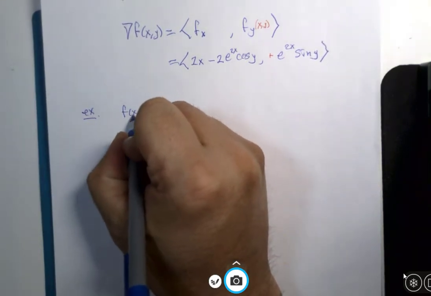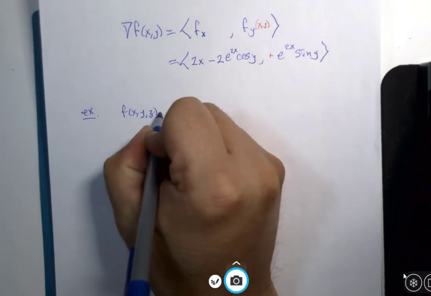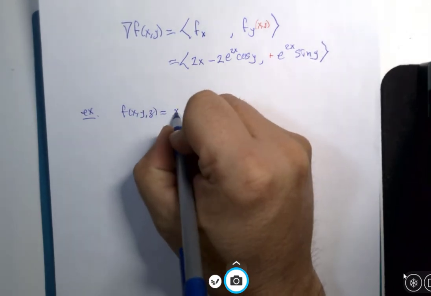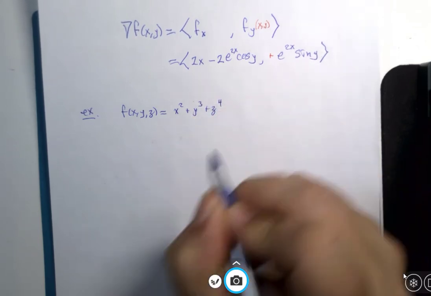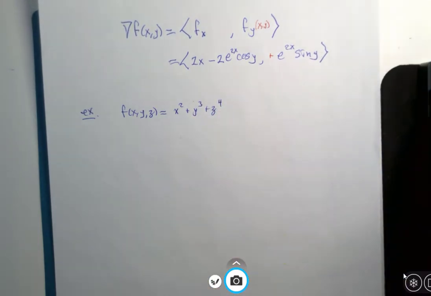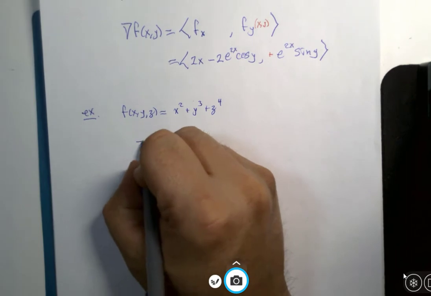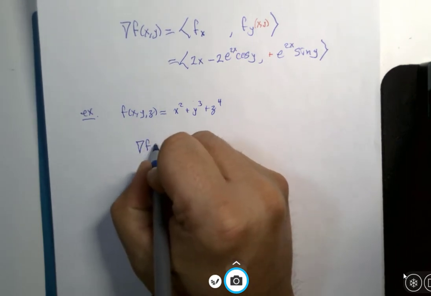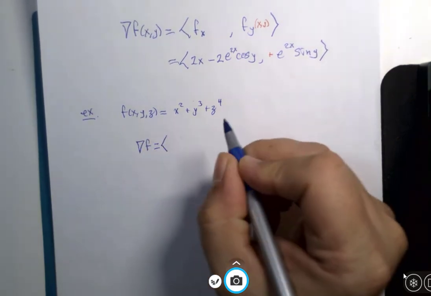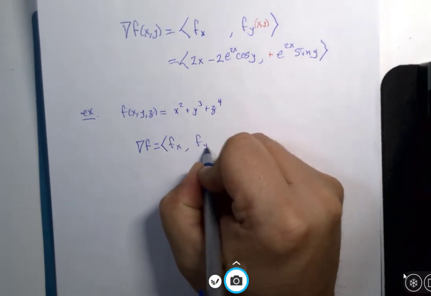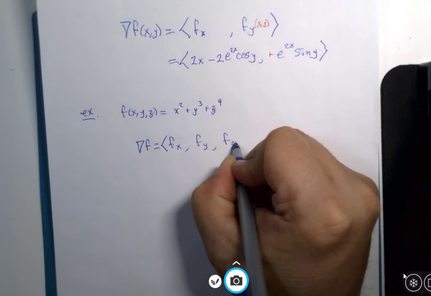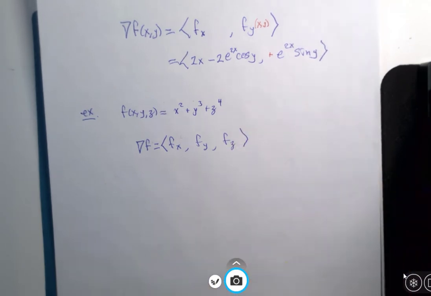F of x, y, z is x squared plus y cubed plus z to the 4th. This is a function that who knows what it's used to measure, but when we calculate the gradient of this function, we will be creating a vector that has 3 components because there were 3 variables in the original function.